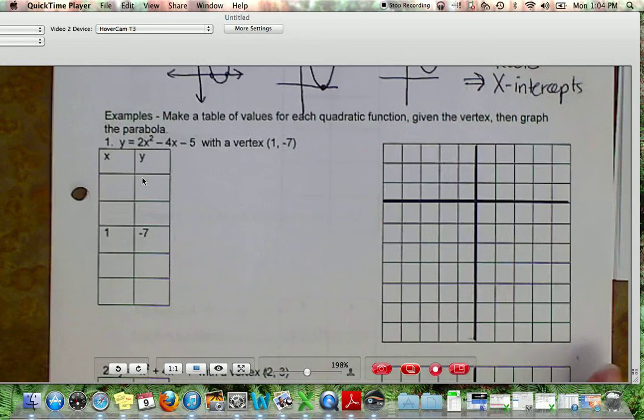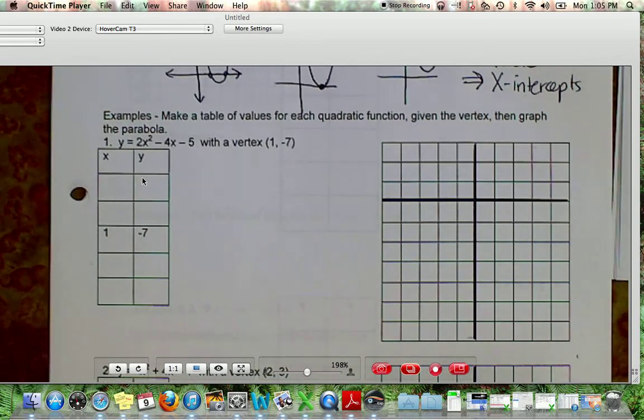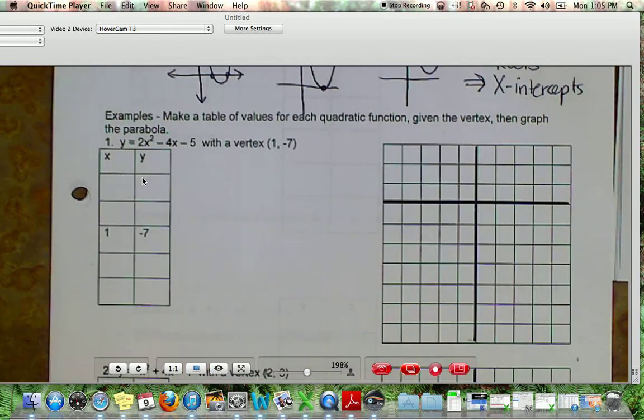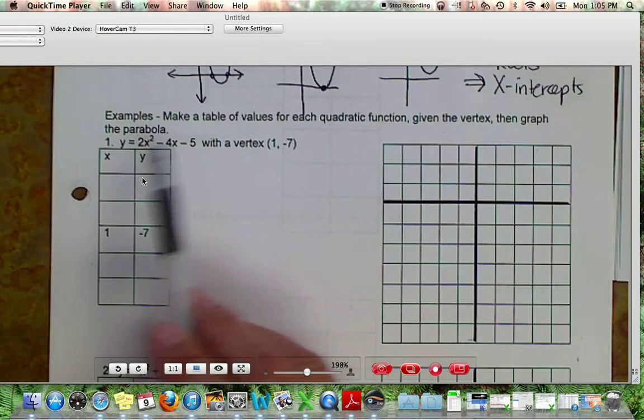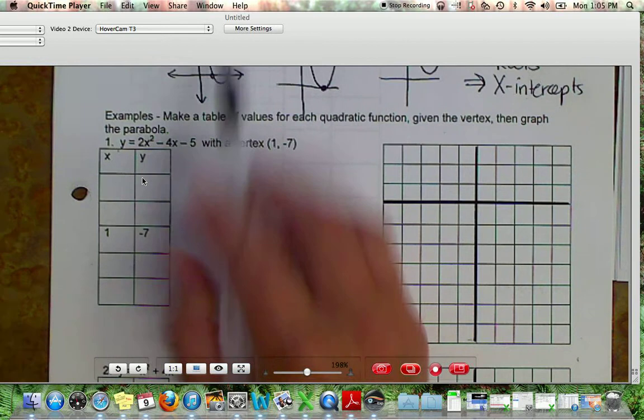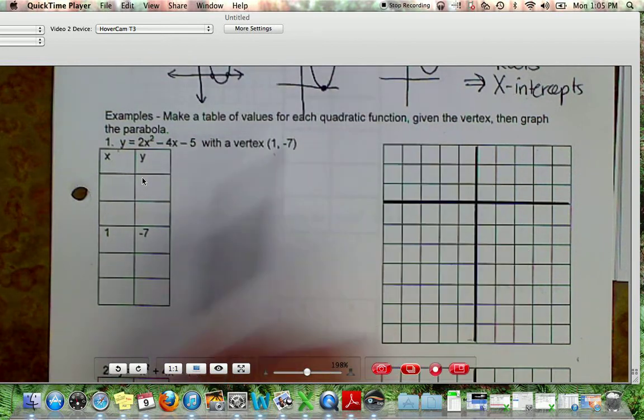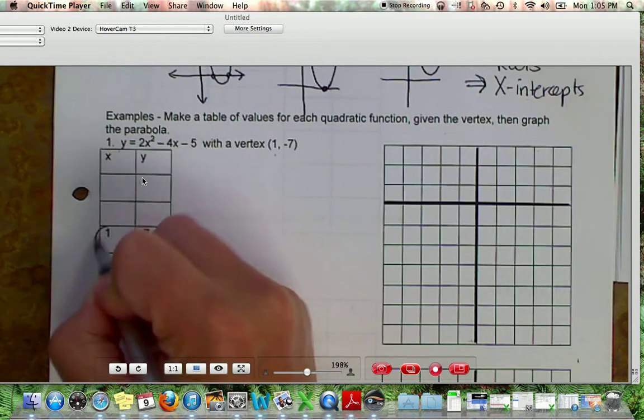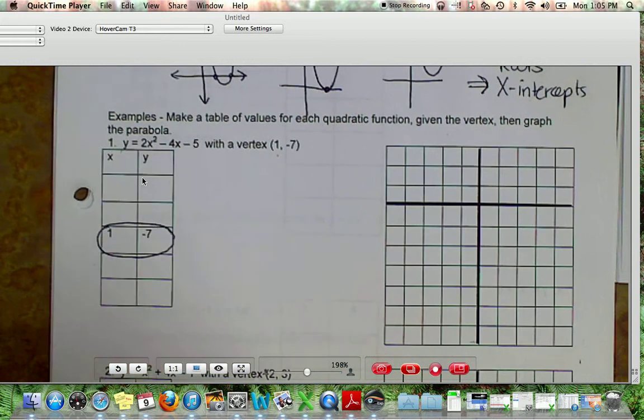So we're going to begin by making a table of values for each quadratic function when we're given the vertex, and we're going to graph the parabola. Here's our function. It's already in the form that we need it in, and here's the vertex. The vertex is always going to go in the middle of the table.